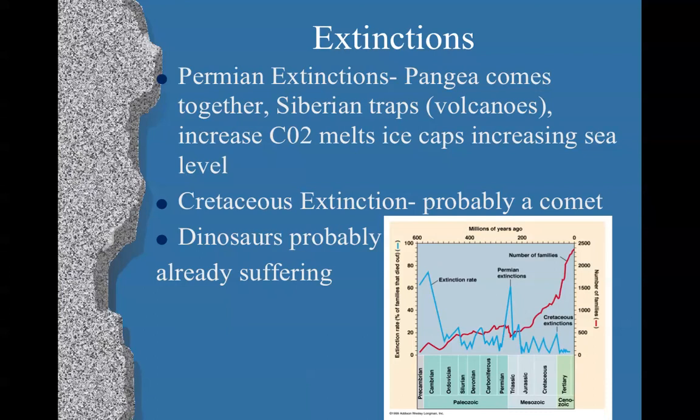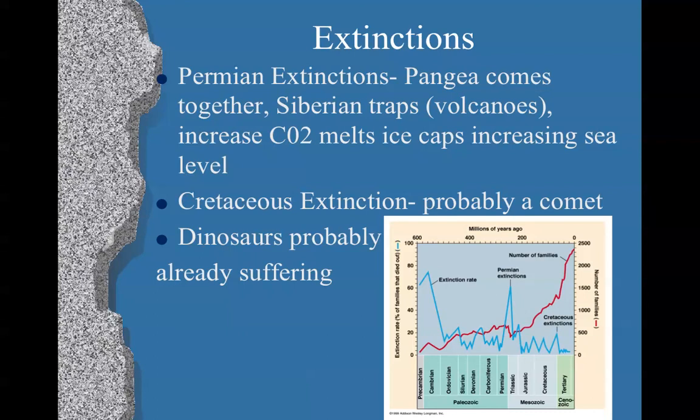So the Permian extinctions are often known as the mother of all extinctions, and the reason why they're so important is because basically a number of different factors we think came together to cause this extinction. And when it happened, a huge number of families were lost. And so, what we think happened in the Permian extinctions was that Pangea comes together.